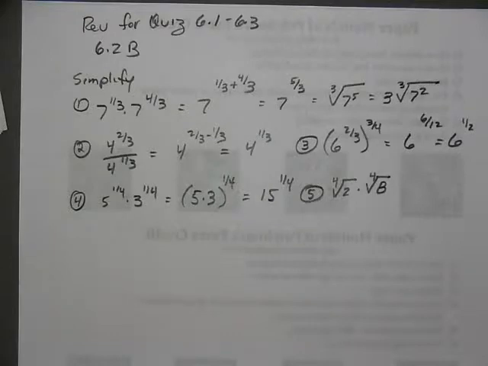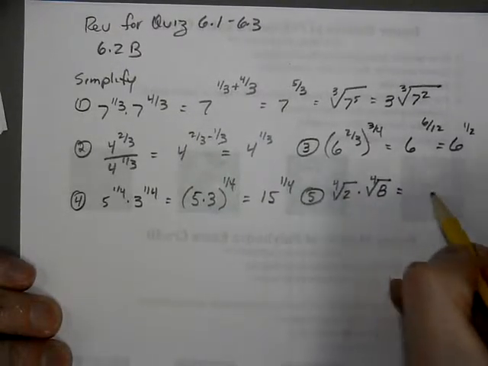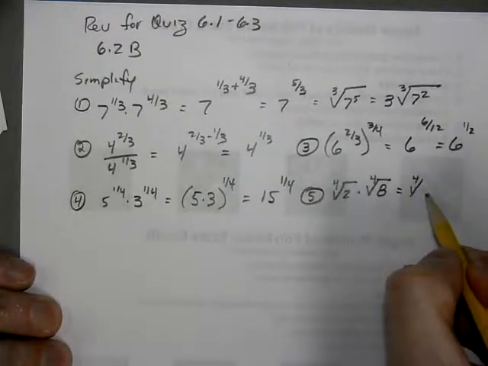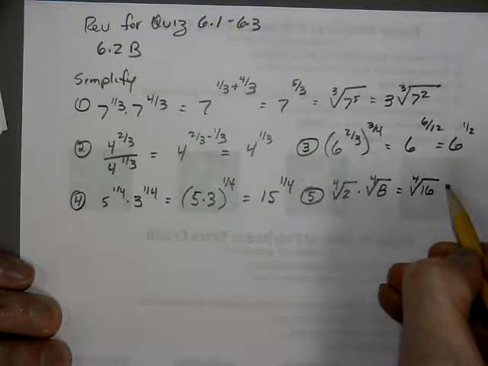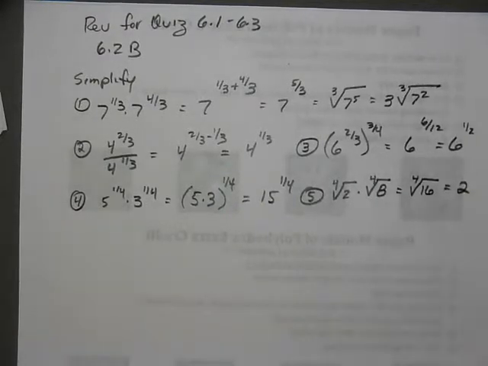Okay, here, because both of our indexes are the same, they're both 4, you're allowed to multiply your 2 and the 8 together to get 16. 2 times 2 times 2 times 2, there's 4 of them, that makes 16.